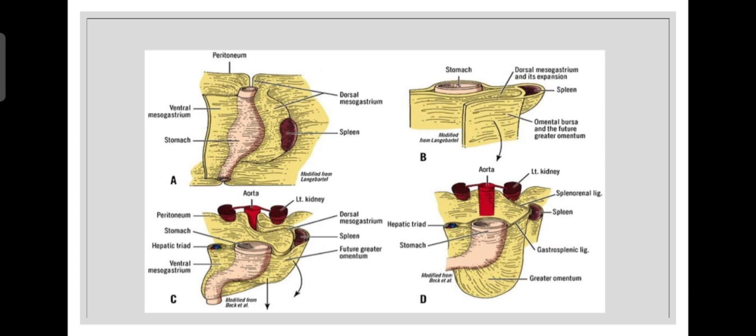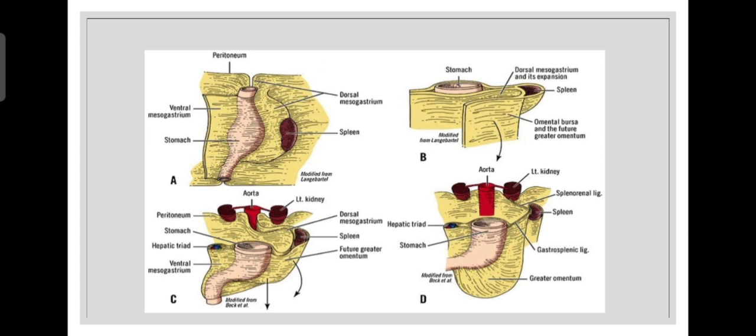When they don't fuse, there will be accessory spleens, that is, additional spleens present in this region, between this folding, where we can see the splenorenal ligament and the gastrosplenic ligament. So within these regions, we can see the accessory spleens when these lobules are not fused.